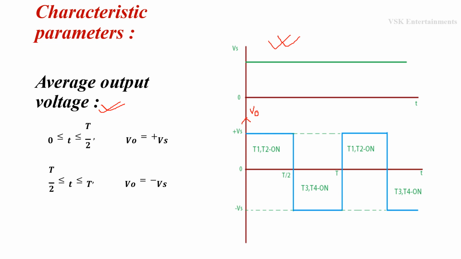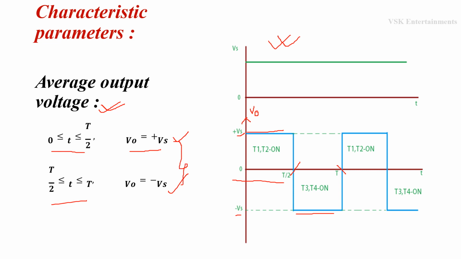From time 0 to T by 2 we get plus Vs as the output voltage, which is the same as the input voltage. So from 0 to T by 2 the output is plus Vs, the average output voltage during this period. Similarly from T by 2 to T we get minus Vs, the average output voltage during the period T by 2 to T. These are the average output voltages for different time periods.